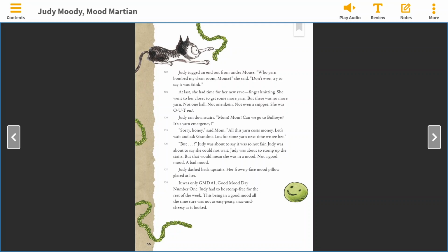At last, she had time for her new rave, finger knitting. She went to her closet to get some more yarn, but there was no more yarn. Not one ball, not one skein, not even a snippet. She was O-U-T, out. Judy ran downstairs. "Mom, can we go to Bullseye? It's a yarn emergency." "Sorry, honey," said Mom. "All this yarn costs money. Let's wait and ask Grandma Lou for some yarn next time we see her."